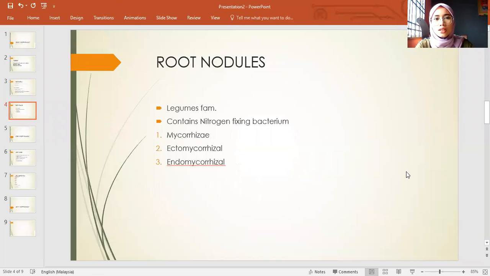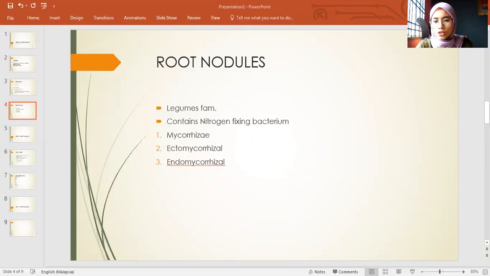There are root nodules in root morphology. They come from the legume family and contain nitrogen fixing bacterium. The first one is mycorrhizae. The second one is ectomycorrhizal, and the third one is endomycorrhizal.